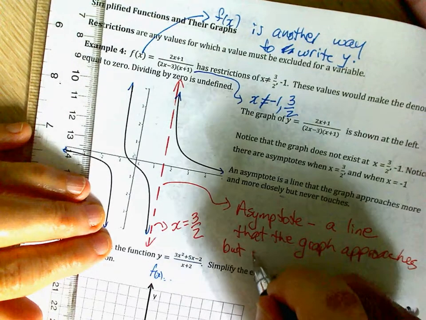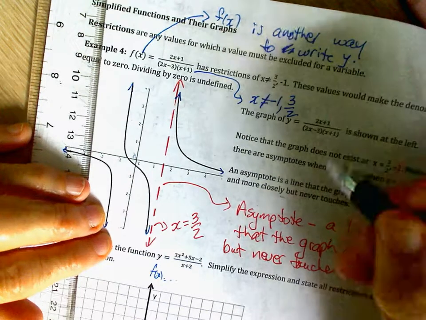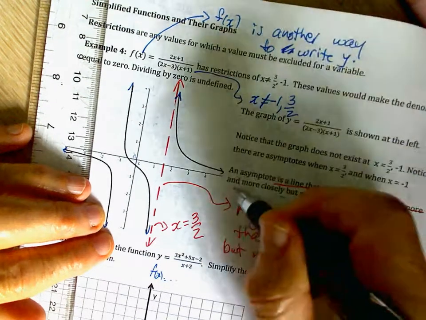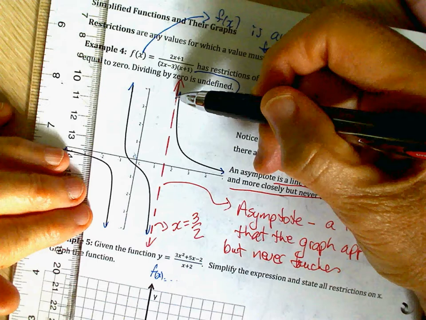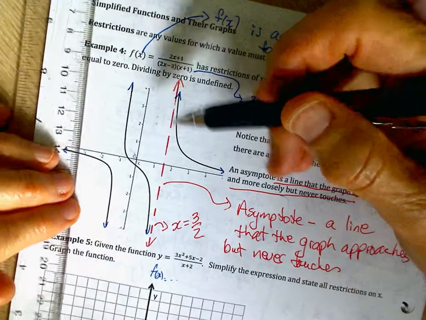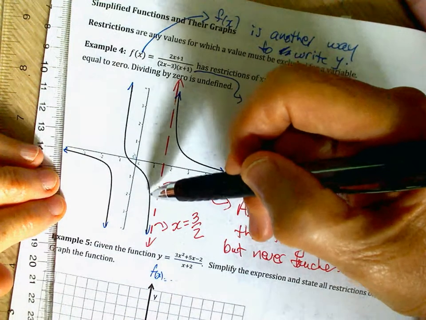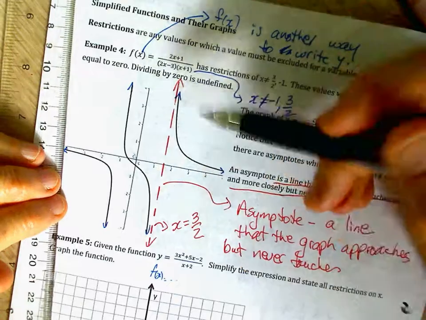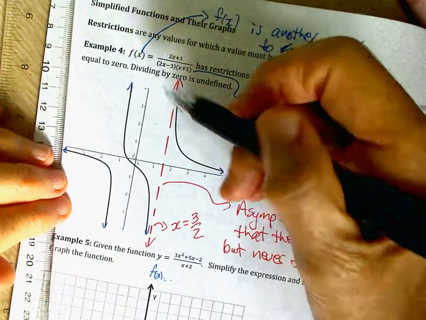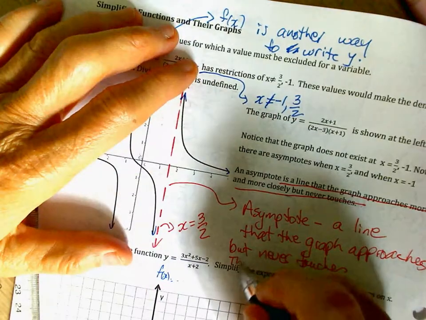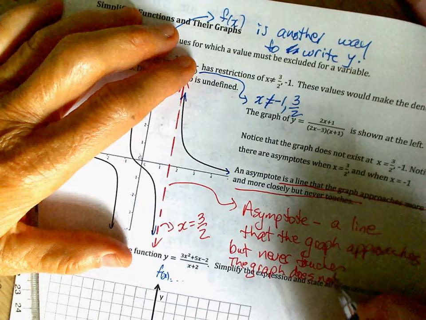I guess that's written for you right here. An asymptote is a line that the graph approaches more and more closely but never touches. So notice, as this gets closer and closer to the asymptote, it doesn't touch it. So the graph does not exist at x equals 3 over 2.